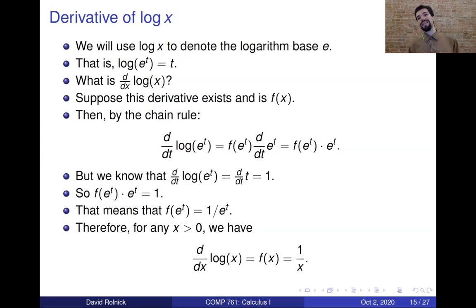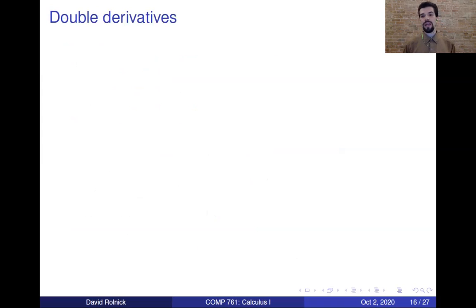How would we go about proving that it exists? There are a bunch of different ways. I'm not going to go into it. I'm sorry, I didn't really go into what makes a function differentiable. So yeah, I'm going to gloss over that.